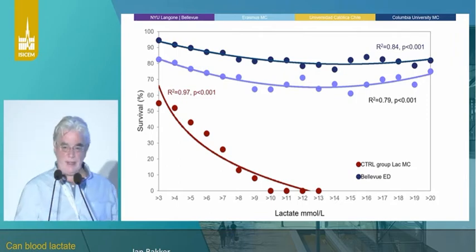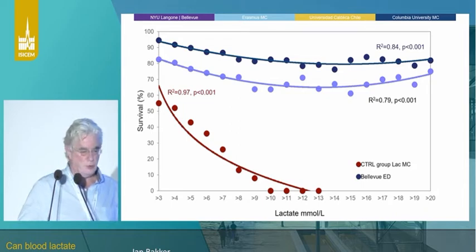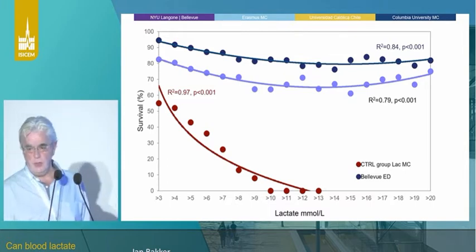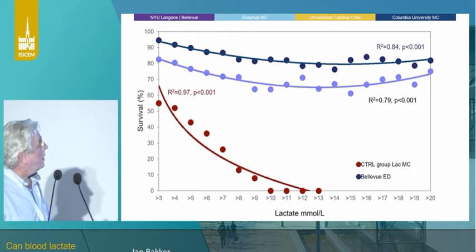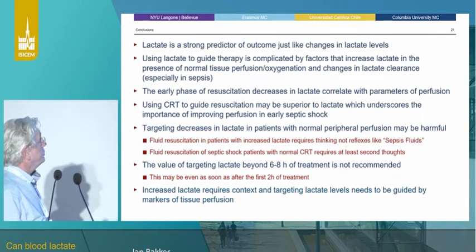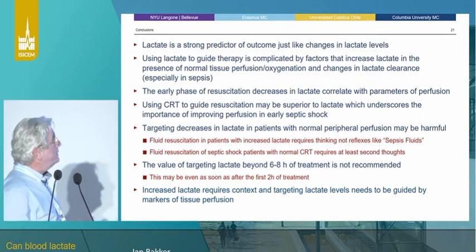You fed them. That's usually the first thing the patients ask if you come to see them. Can I have something to eat, to drink? I mean, come on, give me some food. And so a lot of these patients were discharged home. And so you can clearly see that context of lactate is very important. So, in conclusion, lactate is a strong predictor of outcome, just like changes in lactate levels.